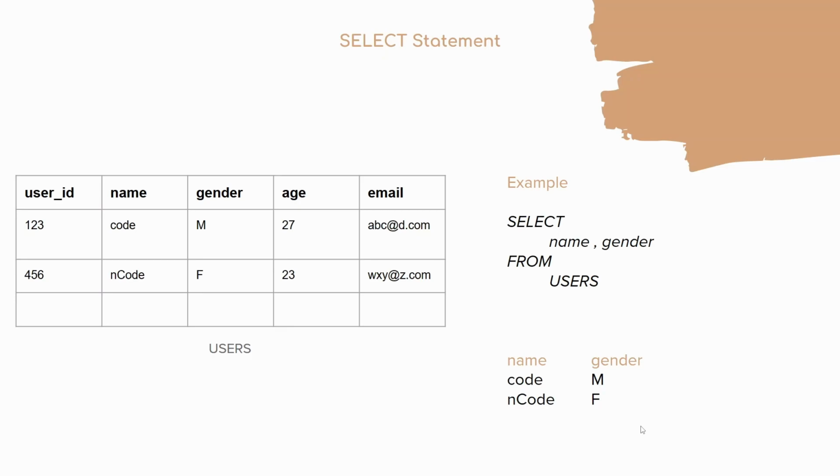So using the select statement, you can read certain columns from the table. Let's take another example. Here I'm reading three columns: name, user ID, and gender. If you pay close attention, you'll see that I have changed the order of the fields. User ID was before name in the table, but I want name before user ID. The output will be in the same order as you specified in the column list. So I want to read name, user ID, and gender from the users table. The output would look something like this: code 123 M in the first row, and N code 456 F in the second.